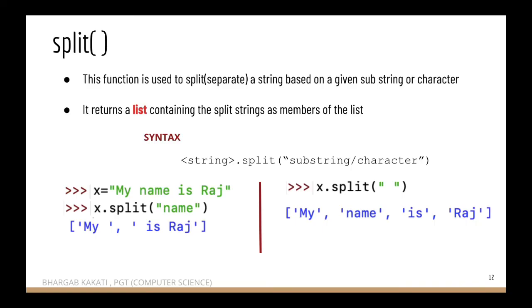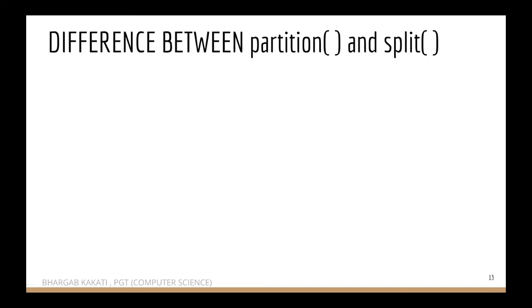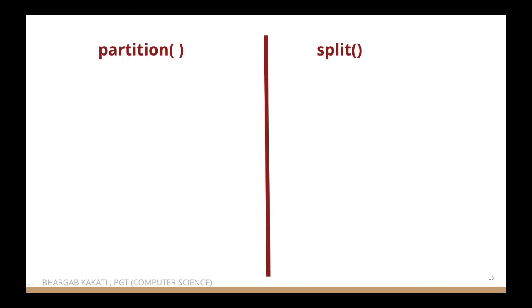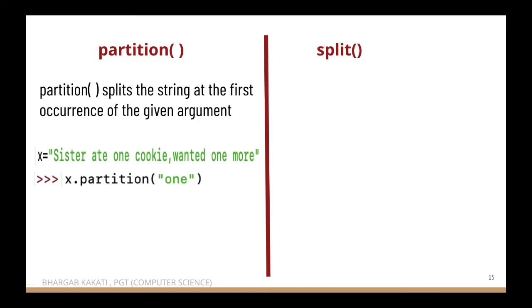Here it's not necessary that it will be subdivided into 3 parts, but in case of partition it will subdivide into 3 parts only. Let's see the difference between both of these functions. So if I write the difference between partition and split, how does it go? Partition splits the string at the first occurrence of the given argument. For example, x equals "sister ate 1 cookie, wanted 1 more". So if I give x.partition(1), what will it do?